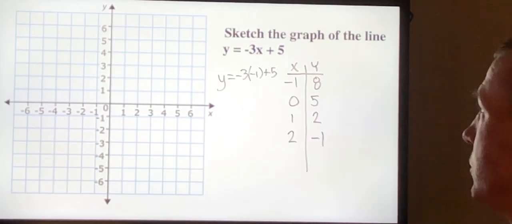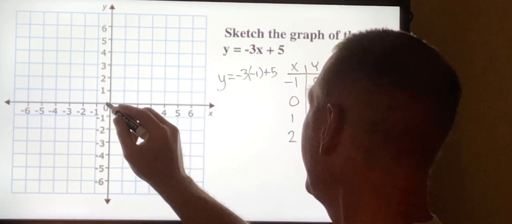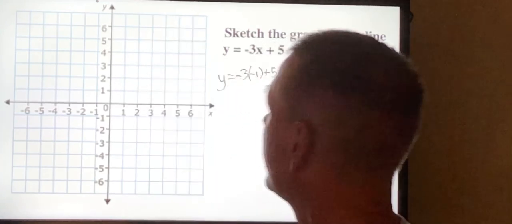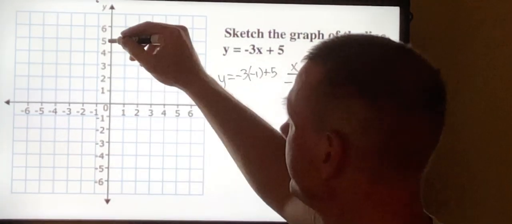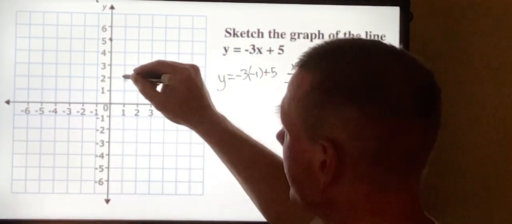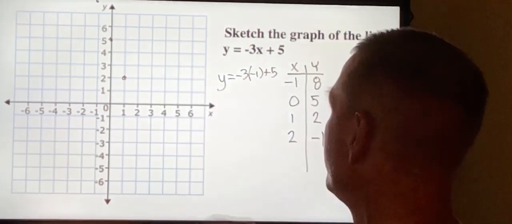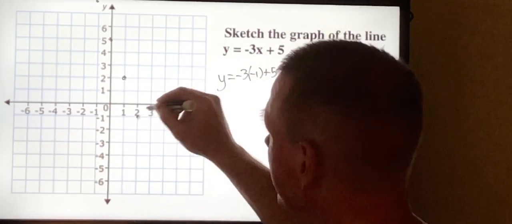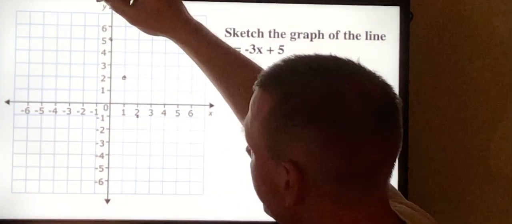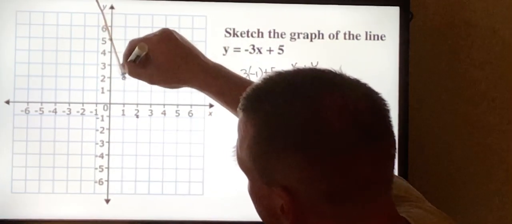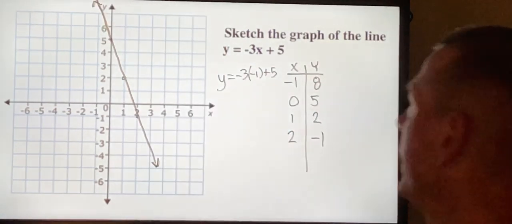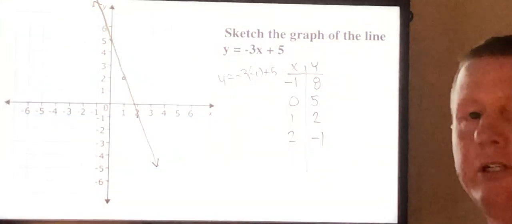Okay, now if I go over to my graph, negative 1, 8, so go over 1, and I'm going to go up 8, that's going to be a little bit off my graph up here at the top. Then 0, 5, 1, 2, and 2, negative 1. And if I take then and connect those dots, that gives me a nice, good, rough sketch of my graph.